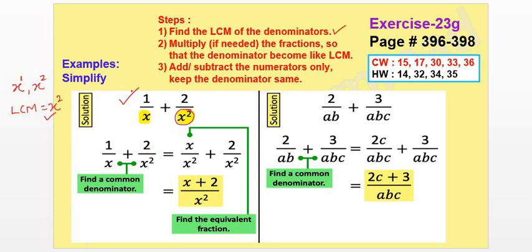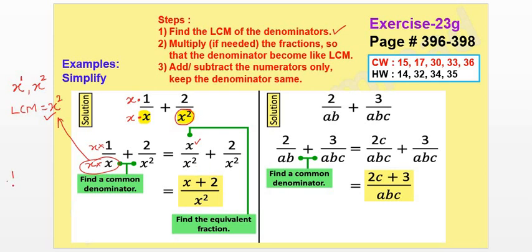What about this fraction? It does not have its denominator like the LCM. To make this x become x squared, I will multiply the denominator by x and the numerator by x. So x times 1 gives me x, and x times x gives me x squared. I have multiplied the numerator and the denominator both by x, so I have x squared in the denominator like the LCM. So I got x over x squared plus 2 over x squared. Now clearly I have the same denominators.